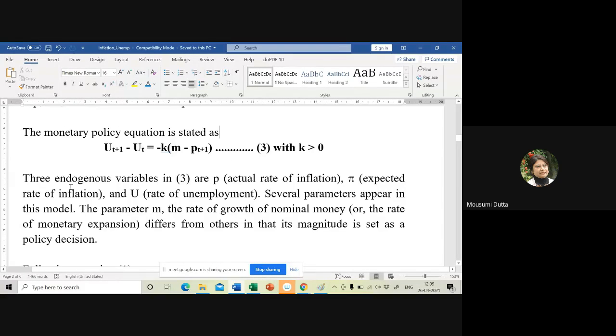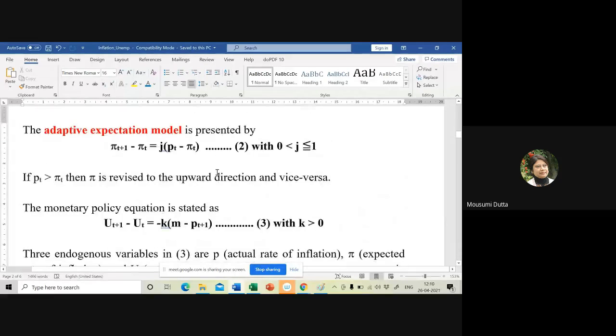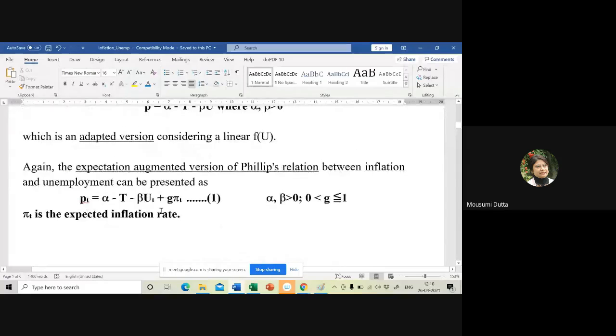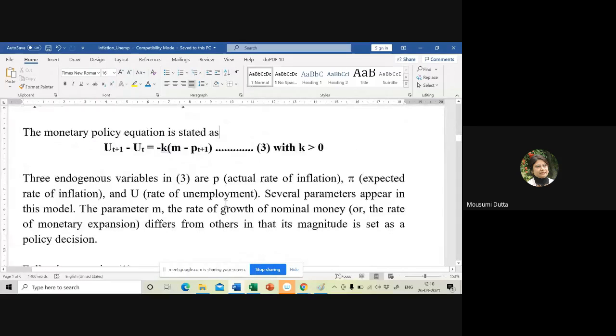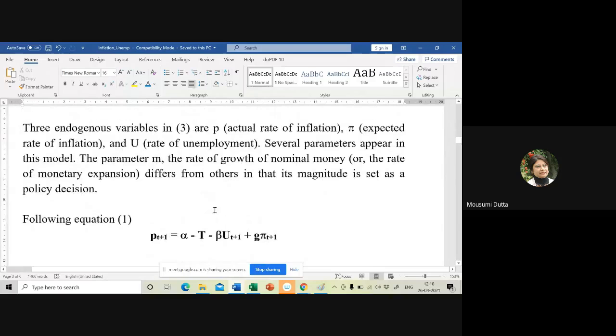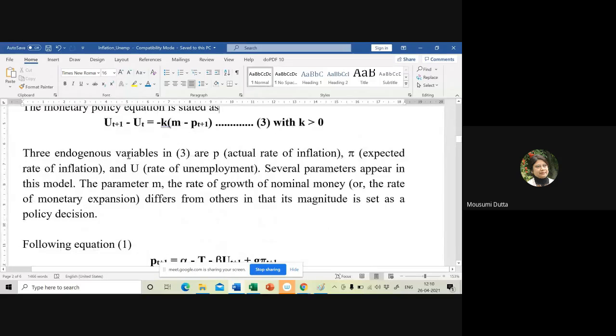So for equation 3, we are stating that the 3 endogenous variables in equation 3 are inflation, the actual rate of inflation, and pi, the expected rate of inflation. Actually, I can bring pi here, as there is an interrelationship between P and pi. So the 3 endogenous variables in equation 3 are P, pi, and U.